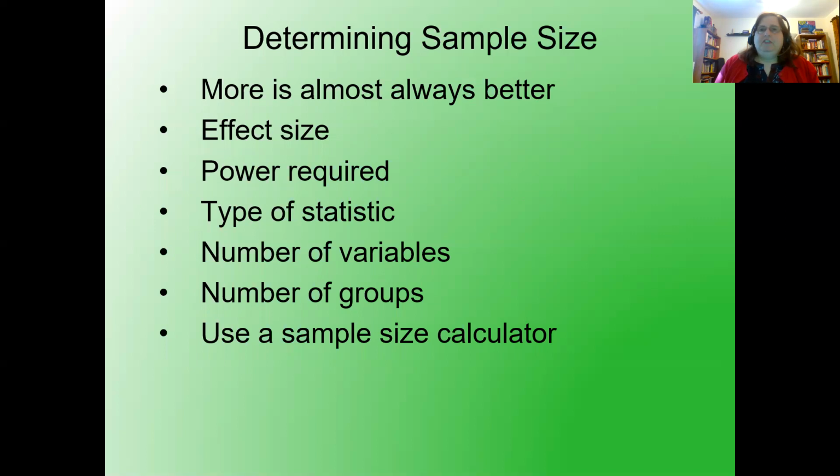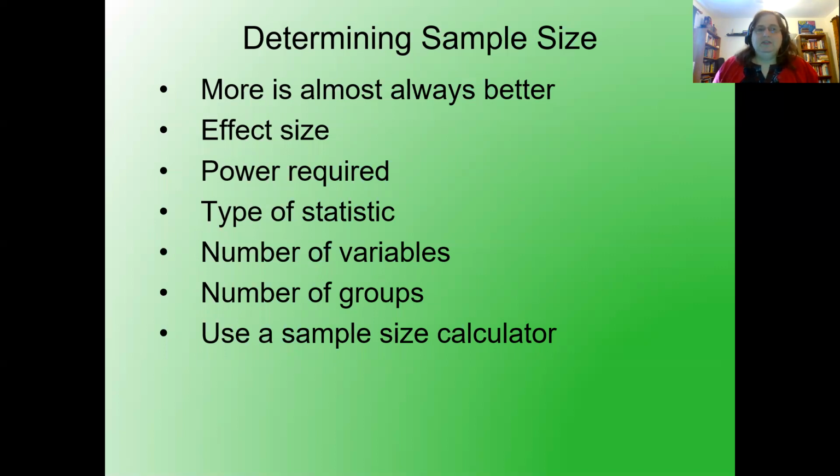The type of statistic: when you're using simpler statistics, you don't need as many people as when you're using more complex statistics. And that goes into the next two, the number of variables and the number of groups that you have. Because the number of variables you have and the number of groups you have all go into the type of statistic. The more variables, the more groups, the more complex your statistic, the more people you need.